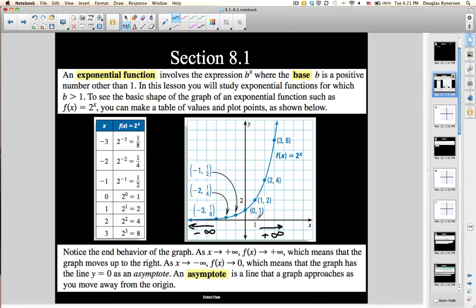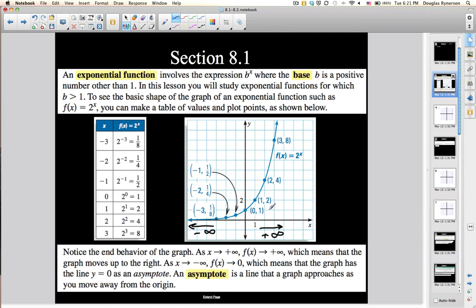Now you can also see that this end of the graph will keep getting smaller and smaller and smaller. I'll have 1 over increasing powers of 2. So it'll keep approaching 0, but it will never actually reach 0. So this becomes a boundary line or a limit. And that limit is called an asymptote. The asymptote is a line that my graph approaches as I move away from the origin. It will keep approaching the asymptote, but it will never, ever actually hit it.